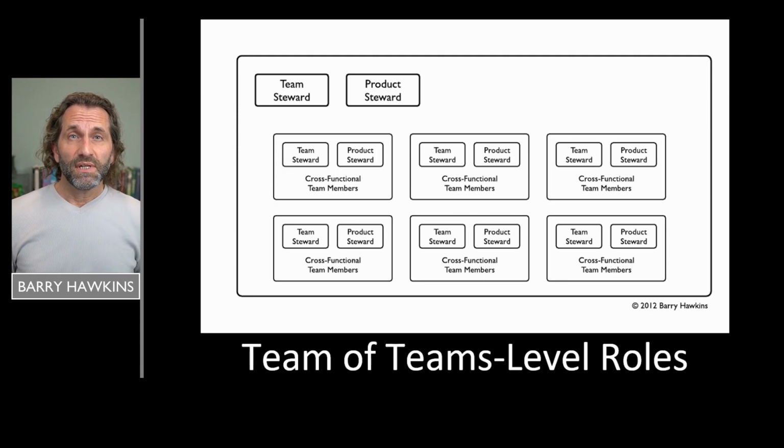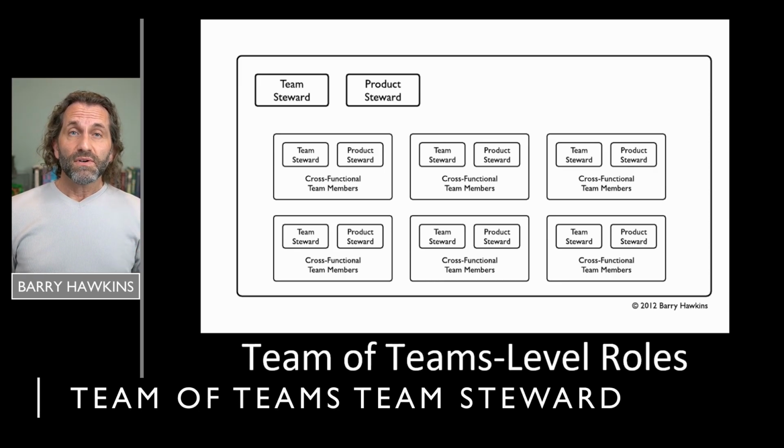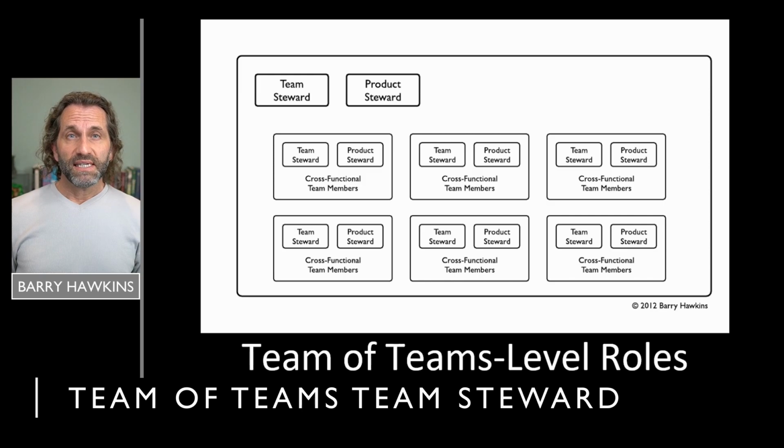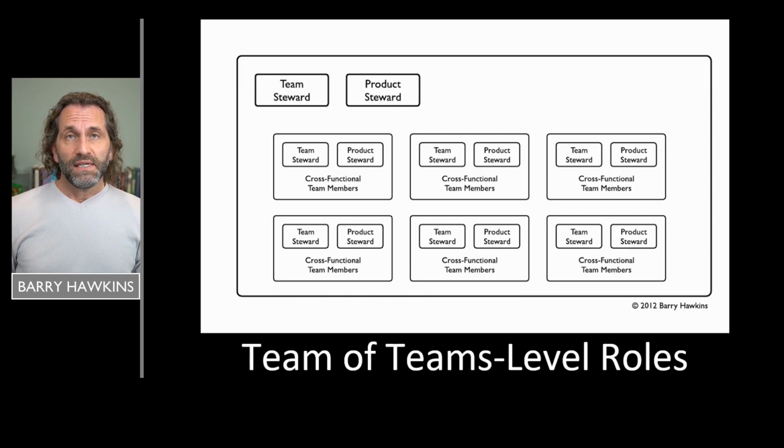At the team of teams level, we now have several of those cross-functional teams with their team stewards and product stewards grouped together, and we now need a leadership group that ensures that these are all working together and that their combined efforts are well orchestrated. The first of those roles at the team of teams level is the team of teams team steward. Just as the team steward at the team level looks over the health and effectiveness of their individual team, at the team of teams level, this person is ensuring that health and effectiveness at a group-wide scale is being maintained.